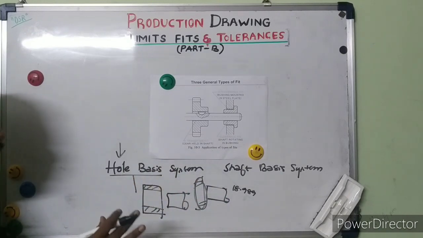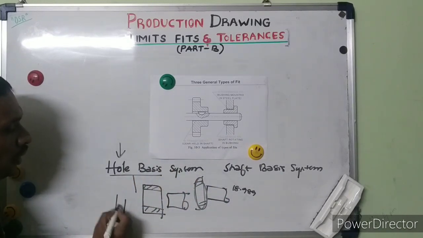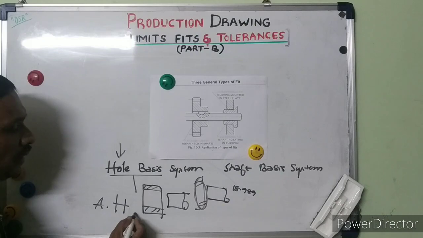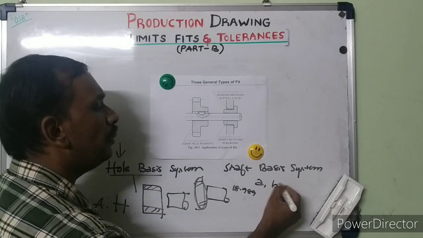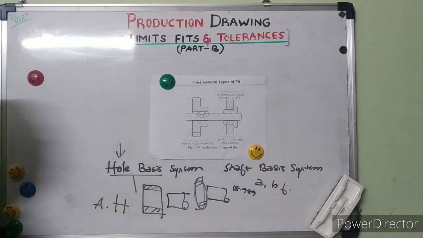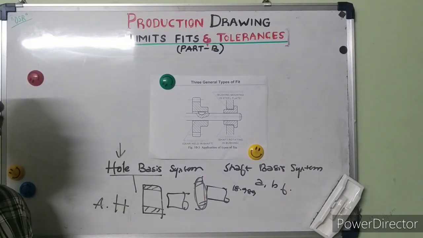The hole basis system is represented by capital letters, capital A, capital B, capital C, and for the shaft basis system we refer to small letters a, b, f. So now we are going to see what the IT grades of tolerances are before going to numericals.